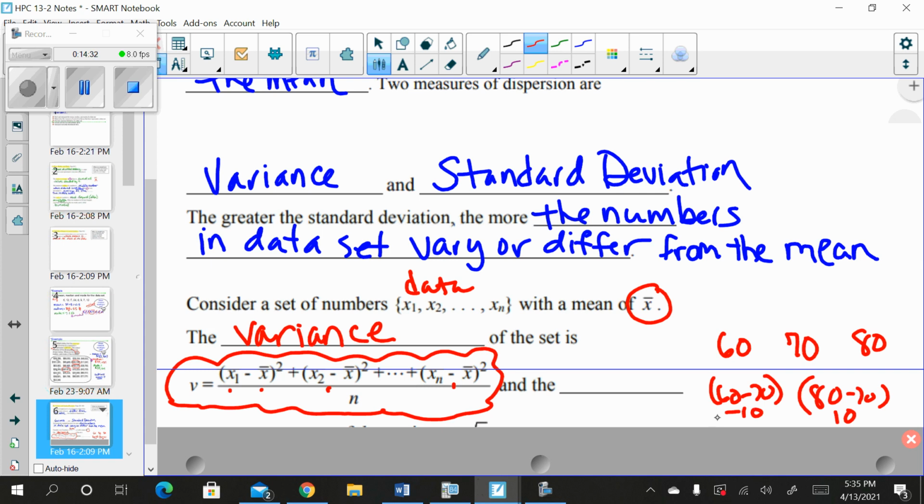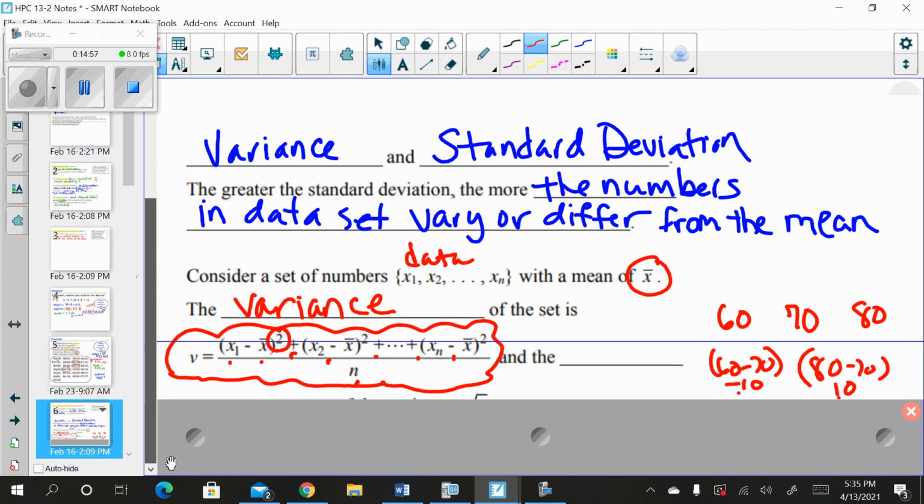So in order to take care of that positive and negative situation, we square each one of these differences because, again, I don't want to have them cancel each other out. I need the total amount that they differ. So it's the average amount that something differs from the mean. So I add up all of those differences and I divide by how many there are. Think about how you calculate an average, right? You add them all up, divide by how many there are.